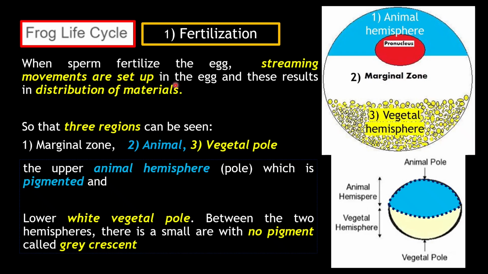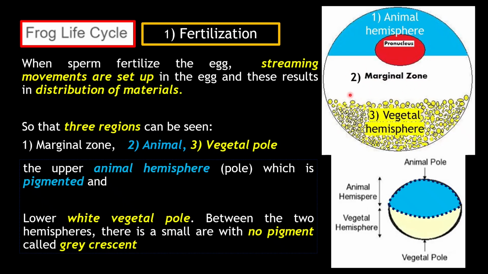Okay, and so after the fertilization, there is a stream of movements that sets up the egg to distribute the materials to create this animal hemisphere and vegetal hemisphere. There are three main sections: the animal pole, or animal hemisphere, and the vegetal hemisphere. The animal hemisphere is the one that is pigmented, while the lower is the white vegetal pole, and in between those there is one that is not pigmented, that is the gray crescent or the marginal zone.